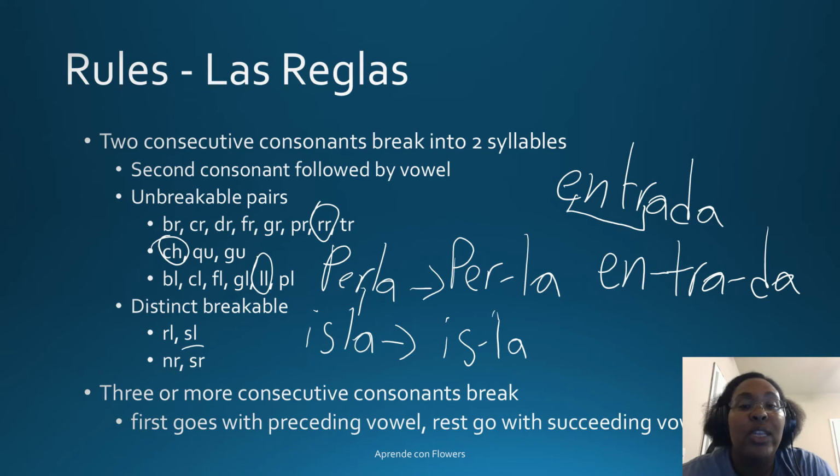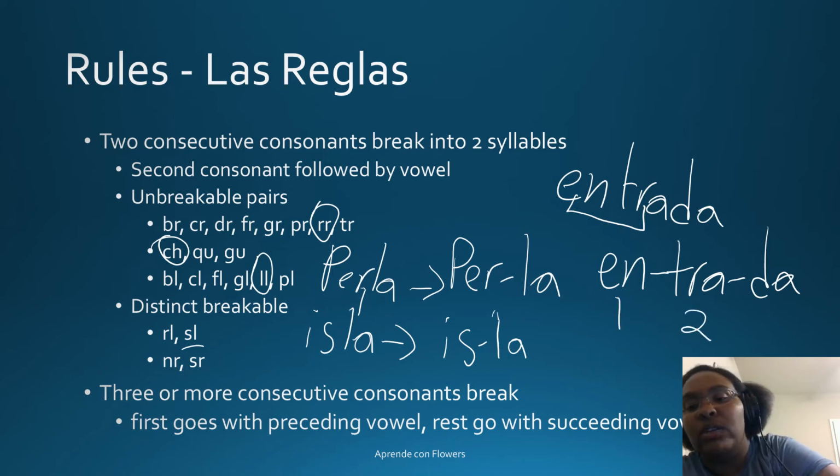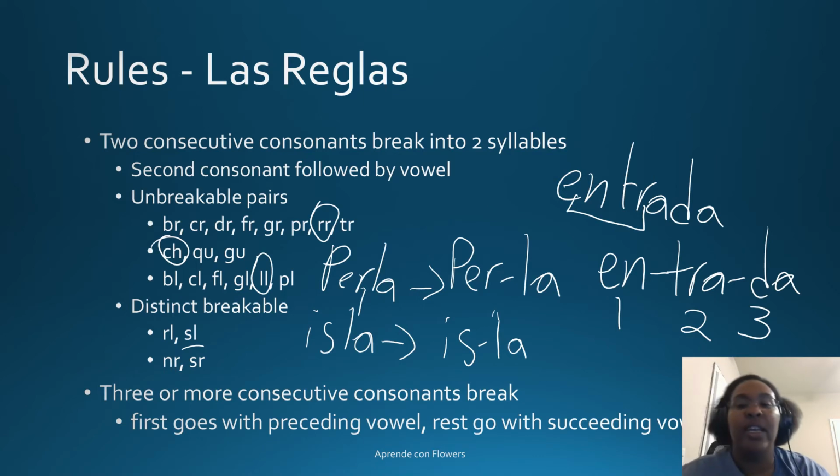And so one thing that also helps me is, okay, what are the beats to it? So entrada, entrada, entrada. If you can count it out, you know that there's 1, 2, 3. That's how you count your vowels and also know how many there are.